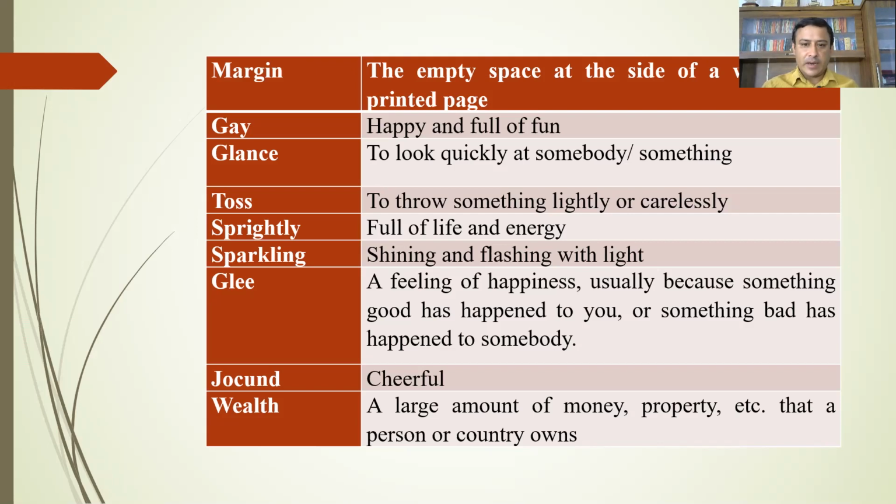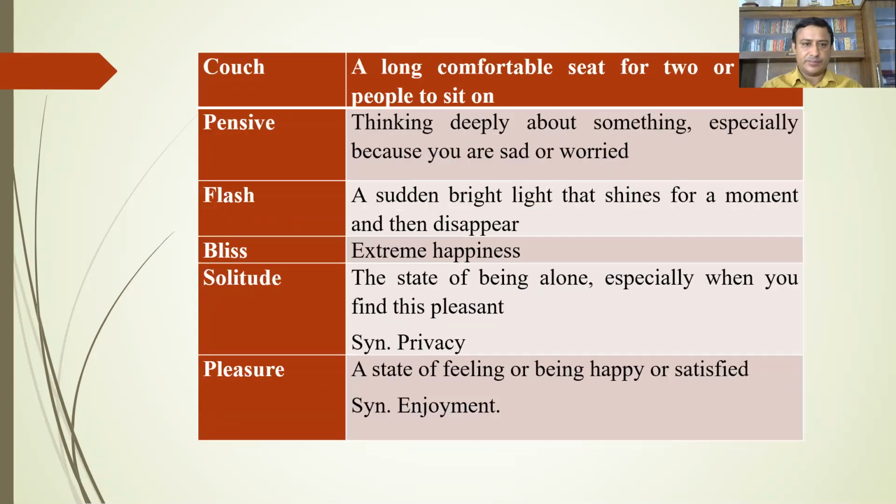Wealth, a large amount of money, property, etc. that a person or a country owns. Couch, a long comfortable seat for two or more people to sit on, like a sofa. Pensive, thinking deeply about something, especially because you are sad or worried. Flash, a sudden bright light that shines for a moment and then disappears. Bliss, extreme happiness.